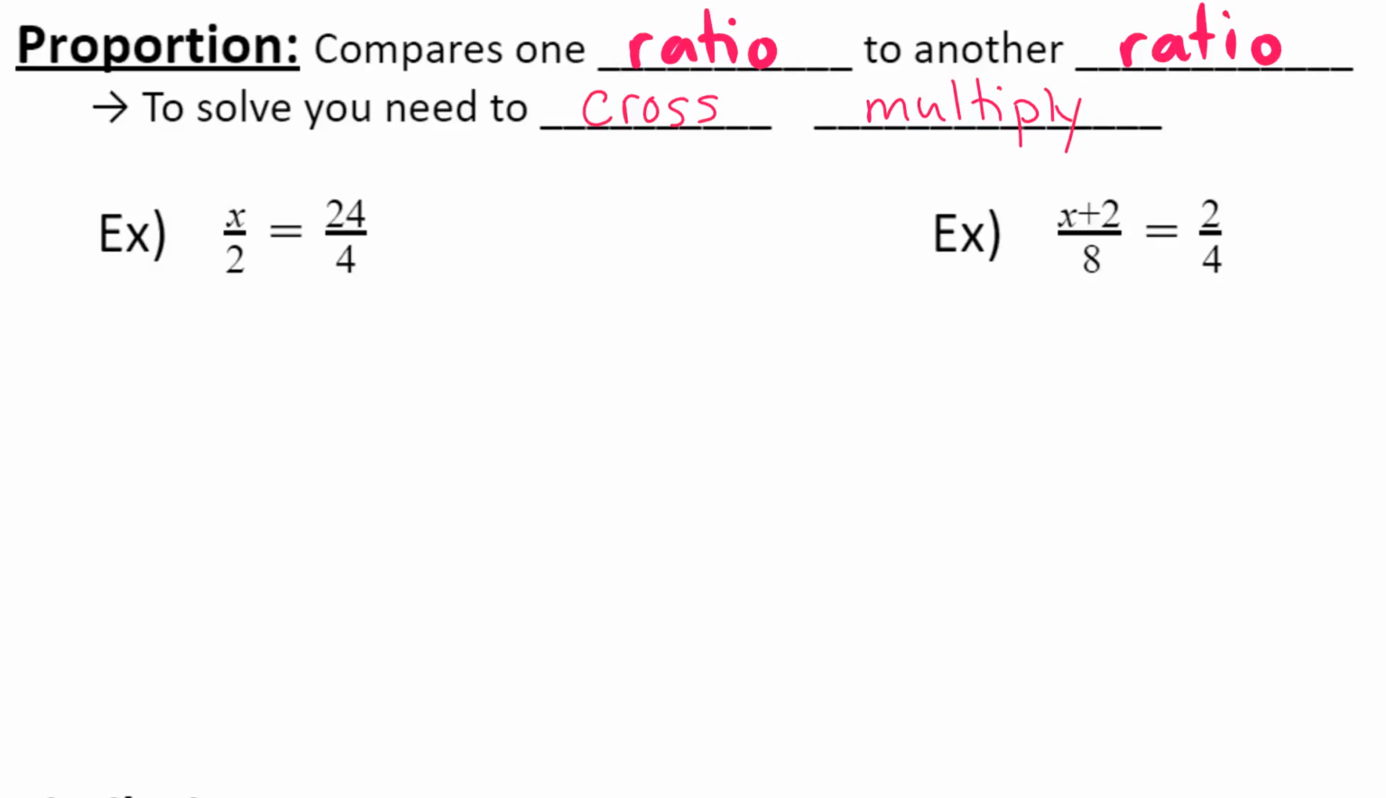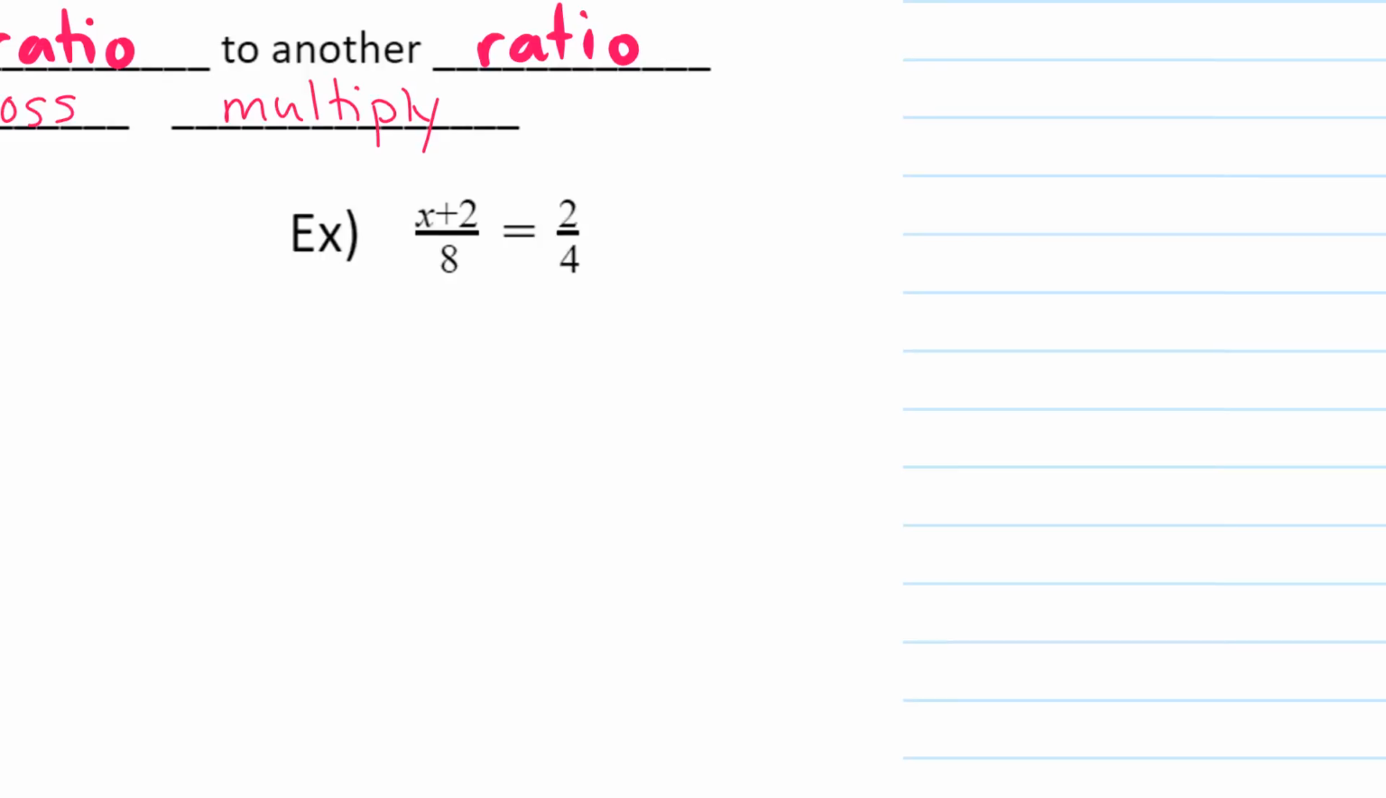Now, very quickly, because I also teach Algebra 2, how do I know I can cross multiply here? Because it's a fraction. So, don't write this down. Why do I not cross multiply here? Because it's an X.